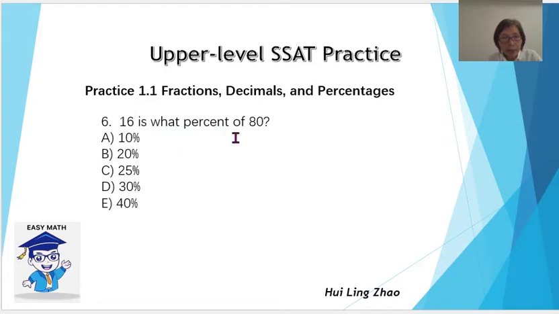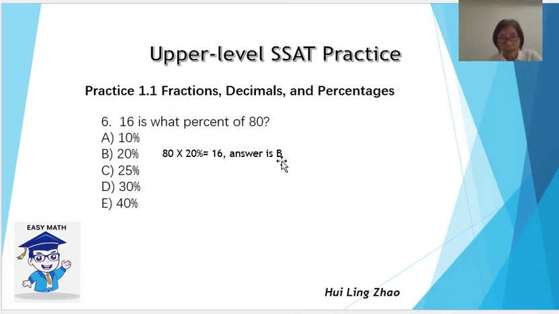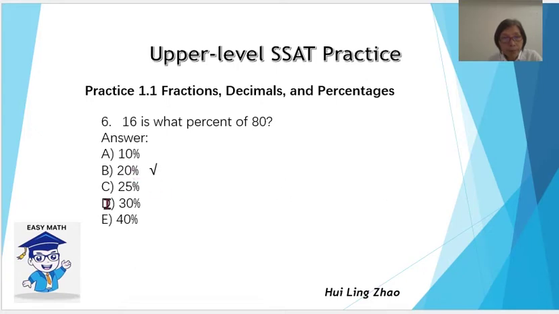And next, number 6. 16 is what percent of 80? We know 80 times 20% equals 16, right? Because 2 times 8 is 16. So that means the answer is B, correct? Answer is B, right?